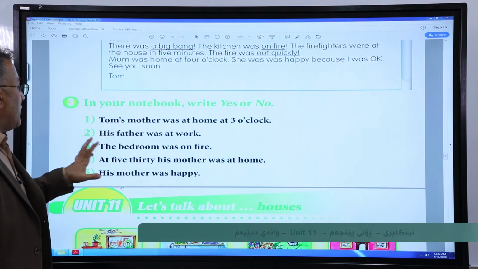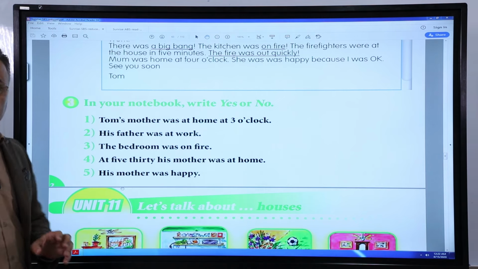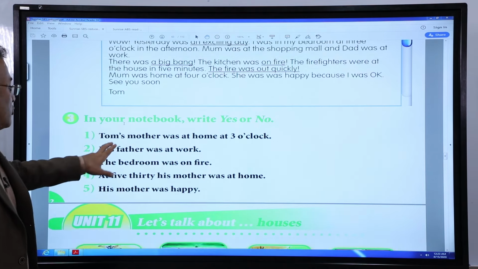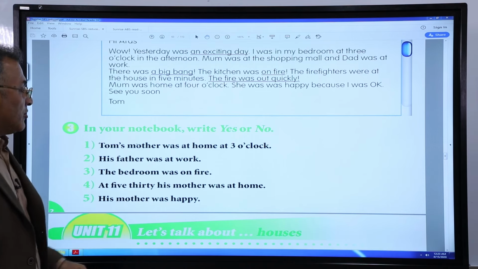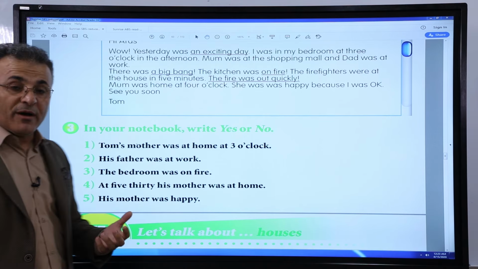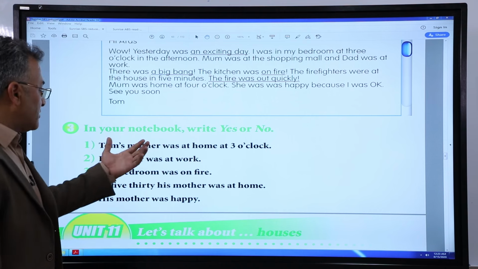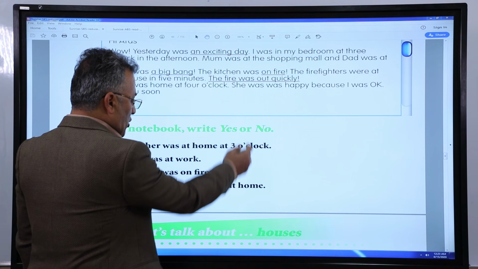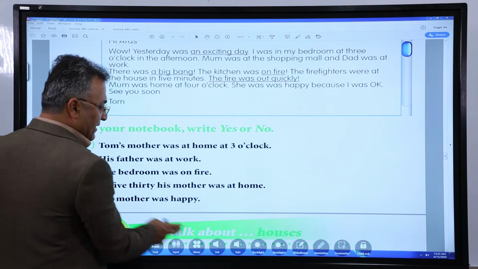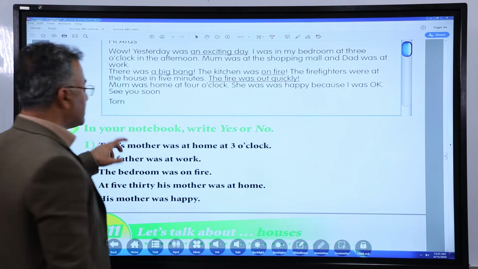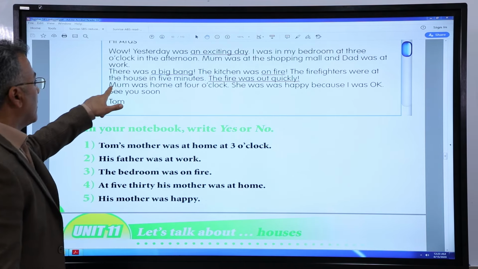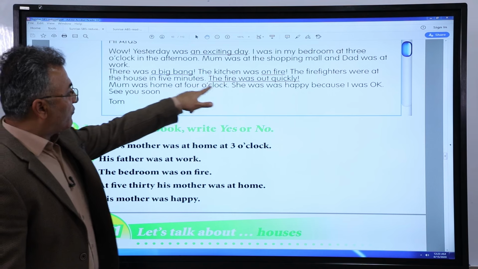In your notebook, write yes or no. We have several questions about this passage. Tom's mother was at home at 3 o'clock. Is it yes or no? Write yes or no. Let's read. Tom's mother was at home at 3 o'clock. No. Mom was home at 4 o'clock.